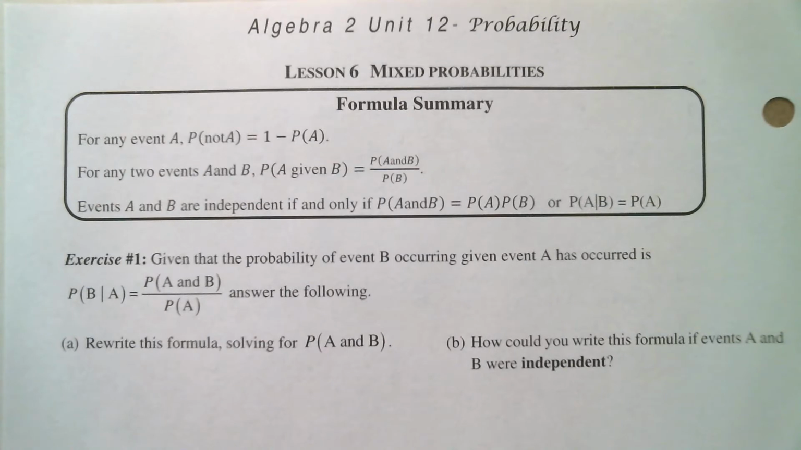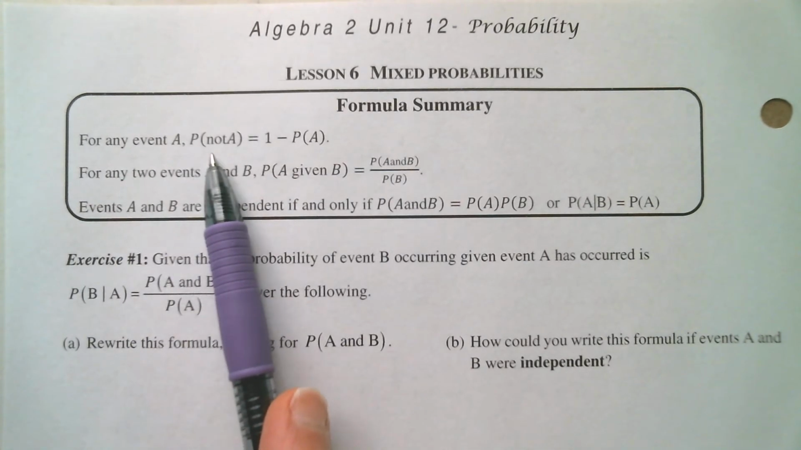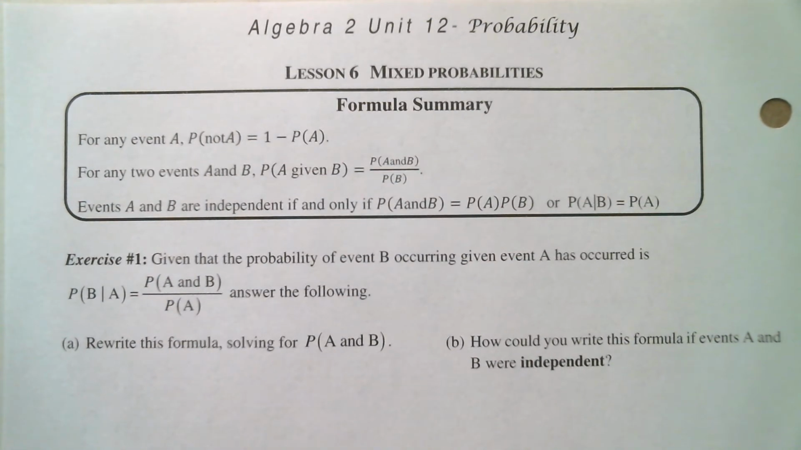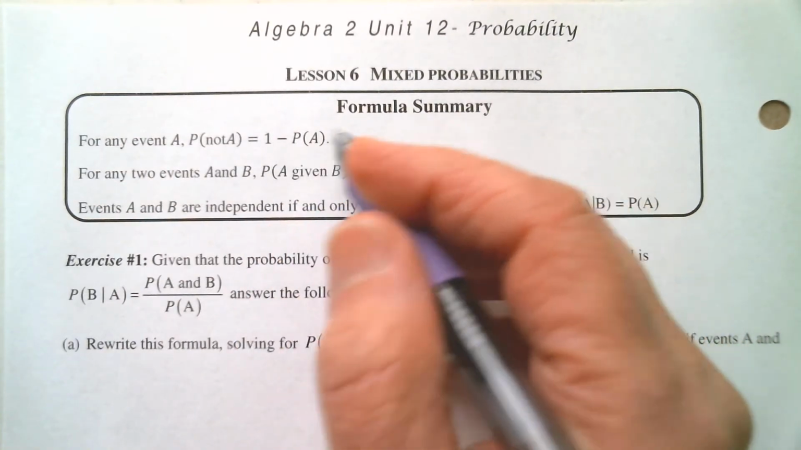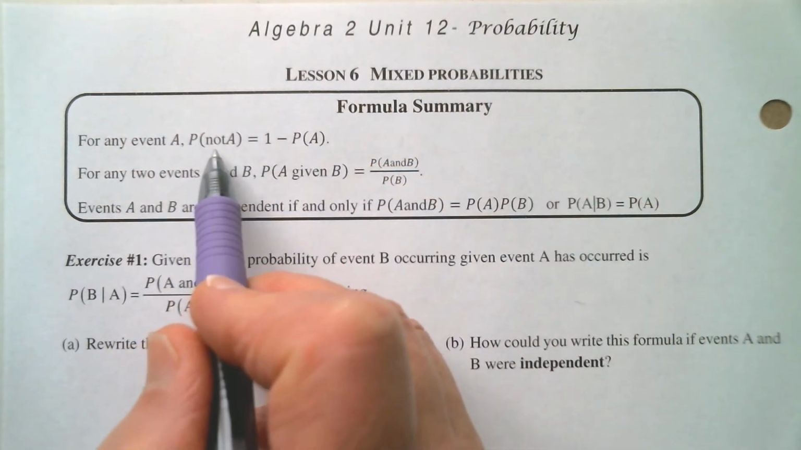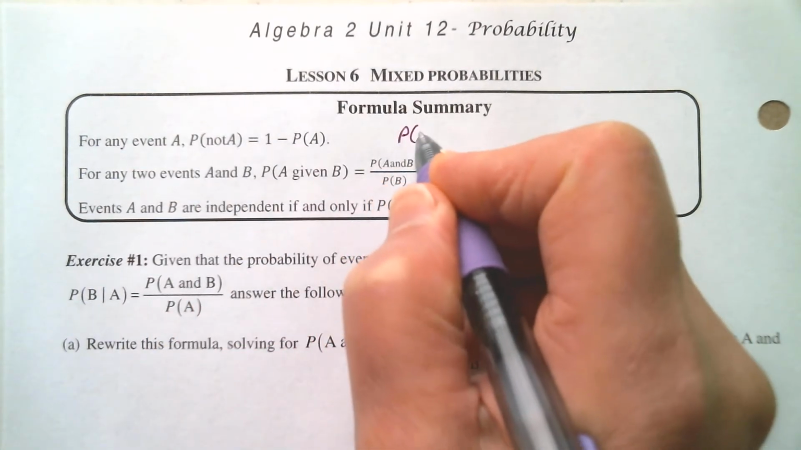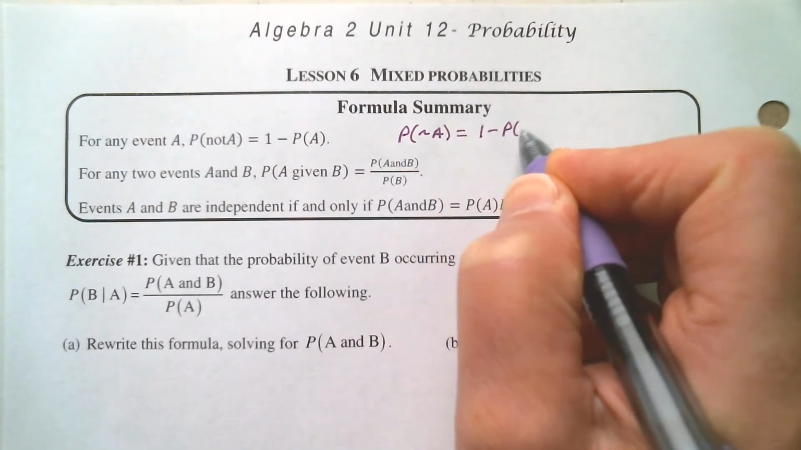So first, starting off with our formulas, for any event A, the probability of not A is equal to 1 minus the probability of A. So let's just use some symbols here. My symbol for not is the tilde symbol. So the probability of not A is equal to 1 minus the probability of A.